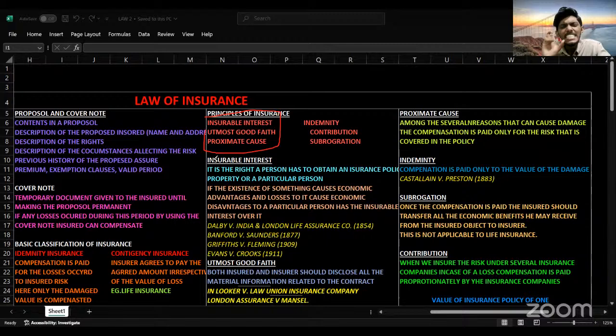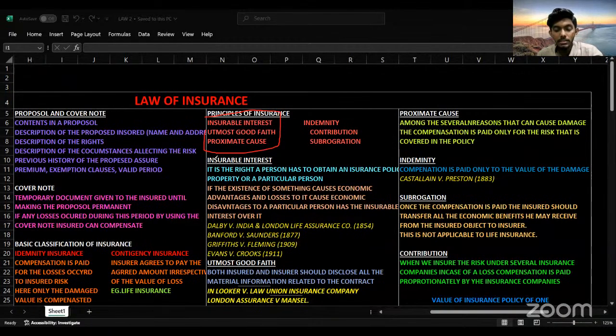So what is insurable interest? Insurable interest is the legal right you have to obtain an insurance policy for a particular person or property. For example, can you obtain insurance coverage for Yagidra Pusa? No, because you don't have the legal right. It is the legal right you have to insure a particular person or property.